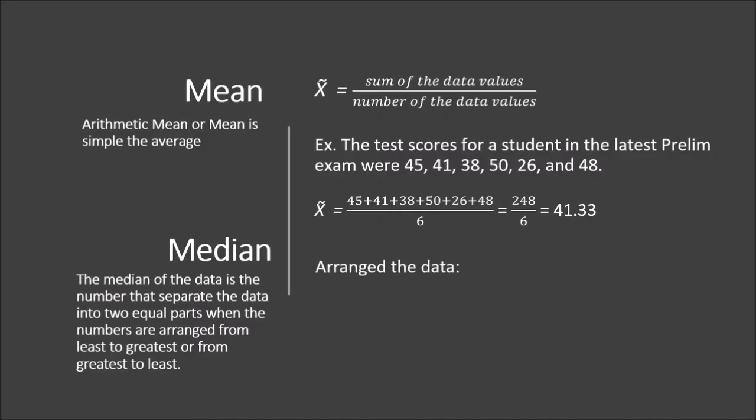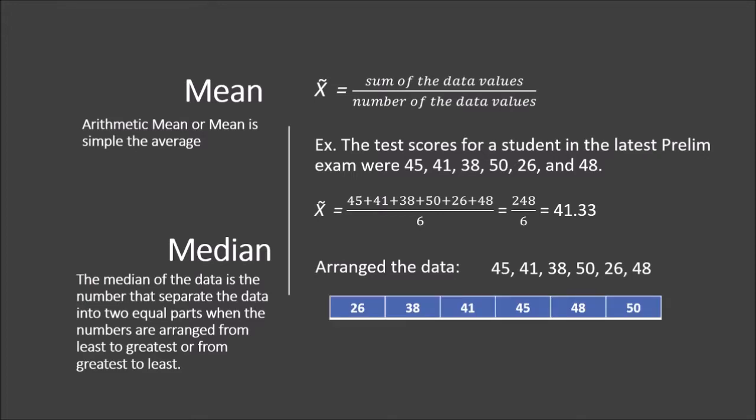Let's say, for example, let's use the example data. We have 45, 41, 38, 50, 26, 48 from our previous example. So let's arrange them properly. Let's start with the smallest value. We have 26, 38, 41, 45, 48, and 50.